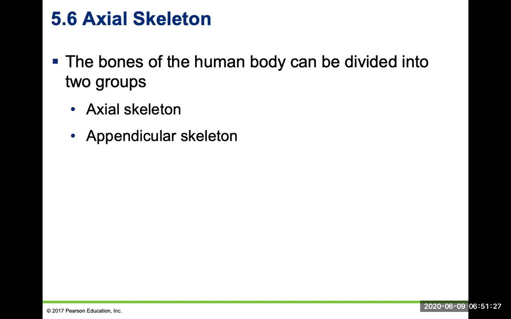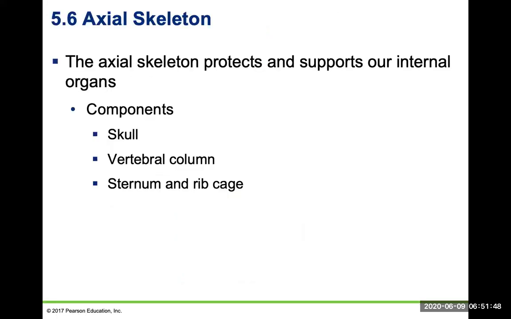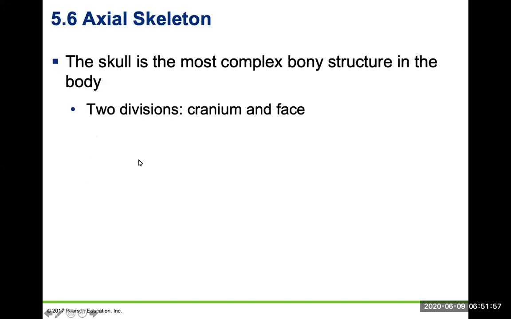We divide them into the axial and appendicular skeleton. The axial skeleton is all of the bones of the skull, the rib cage, and the vertebral column, which is your backbone, and the appendicular skeleton will be all the bones of your appendages, so all of your arms and your legs. The axial skeleton protects and supports our internal organs. It's composed of your skull, your vertebral column, and your sternum and your rib cage.